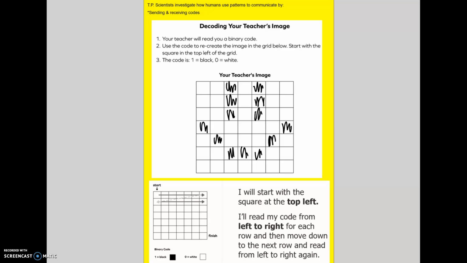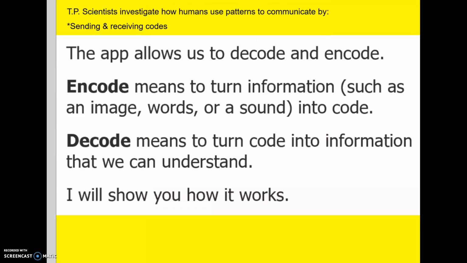Okay, look, he got the exact picture. So this is exactly what I had drawn. When I tried to describe it, it did not turn out right. But now that we used binary code, we were able to get an accurate image. Now, two important vocabulary words we need to know. Encode means we're going to turn information, such as an image like we just did, words or a sound, into code. And decode is the opposite. It means we're going to turn the code into information that we can understand.